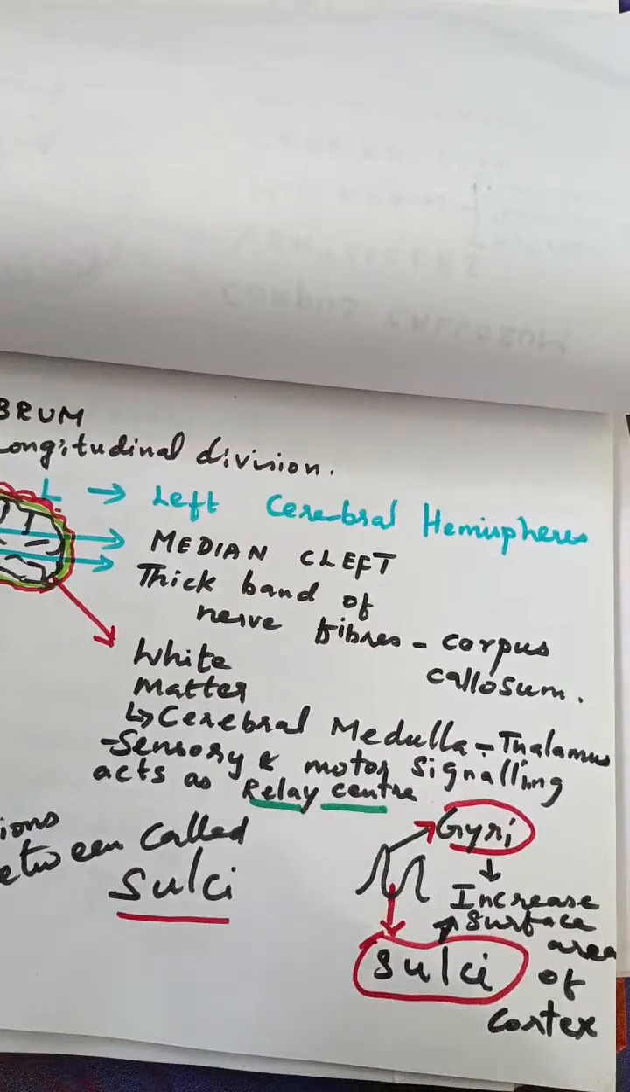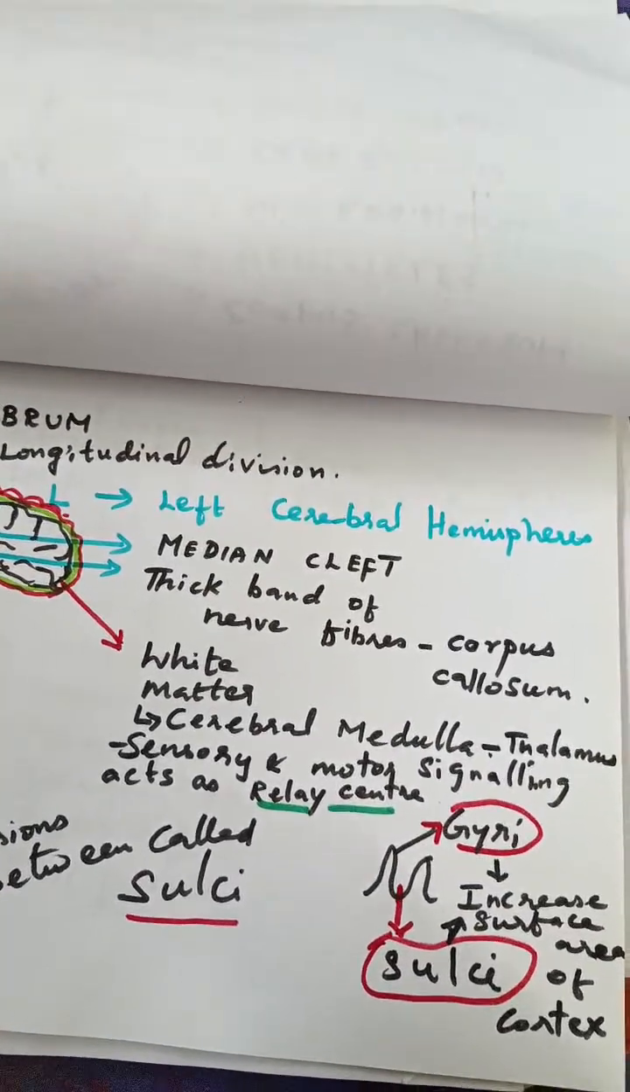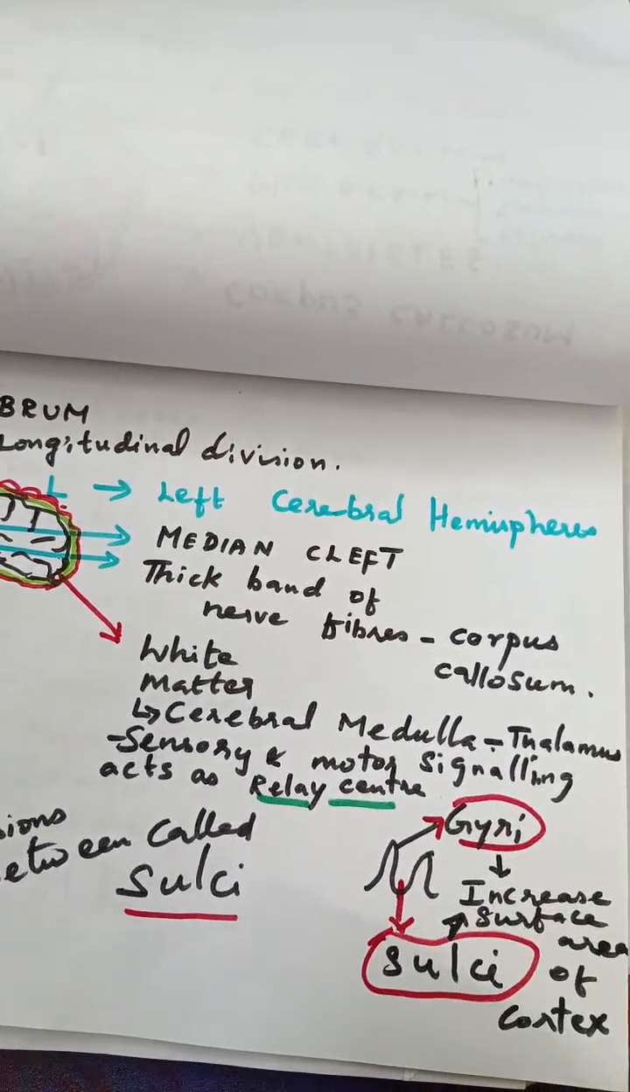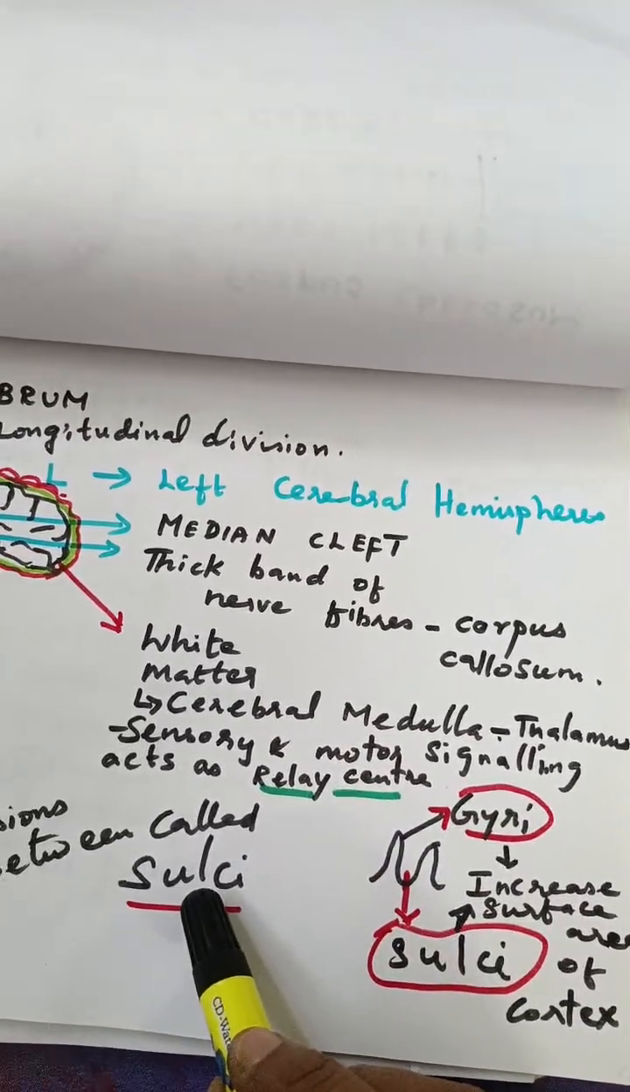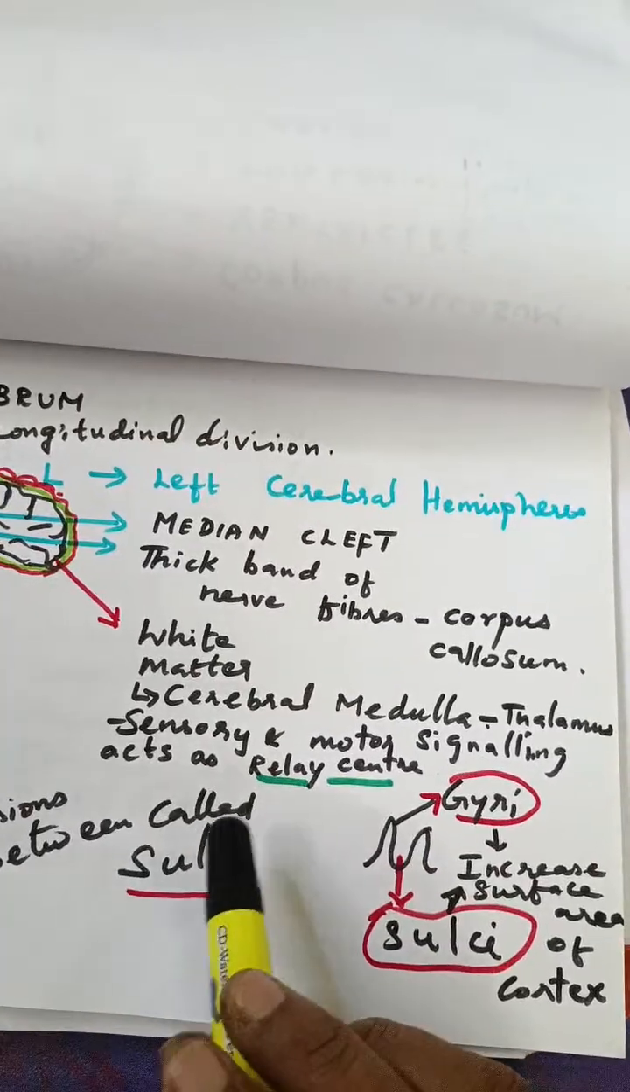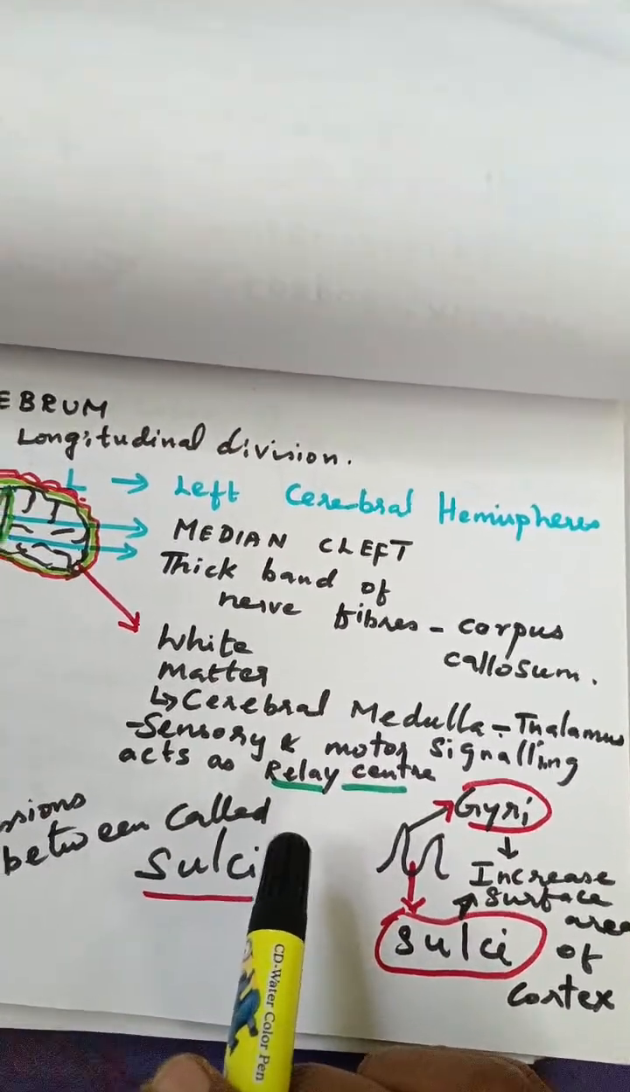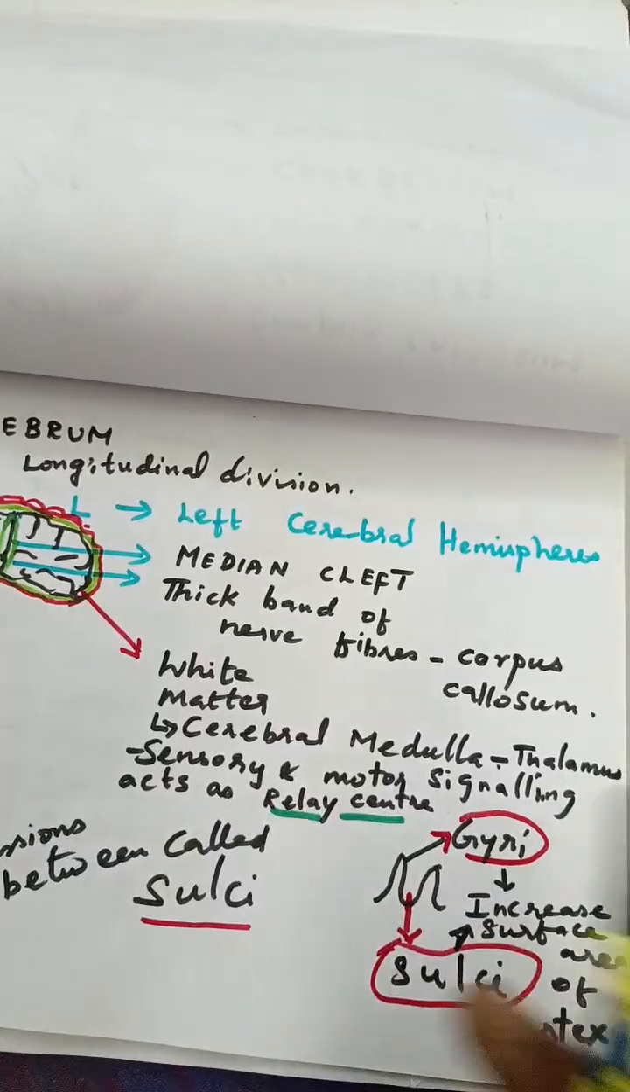Relay center means what? Yesterday, during the neurotransmitters, we studied sensory and motor signaling. We receive the stimulus through our sensory organs, the receptors, and it has been transmitted. Transmitted means what?